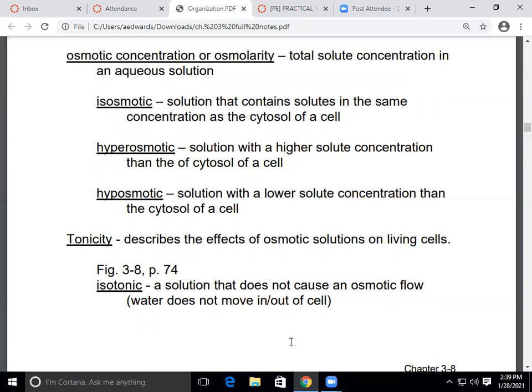You like hyper, you think hyperactive, which means you're more active, right? So hyper is more. And hypo means less or low. So it's a lower solute concentration than the cytosol of a cell. And cytosol is the fluid inside the cell, okay? That's really all that is.